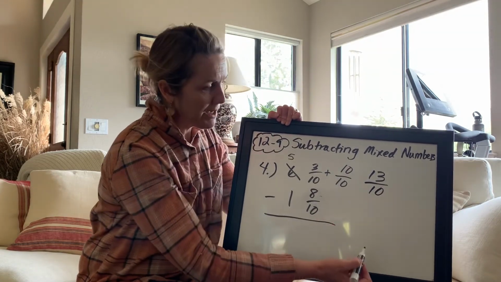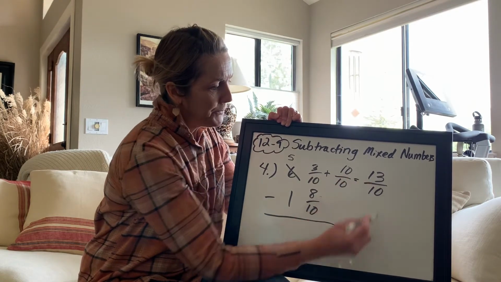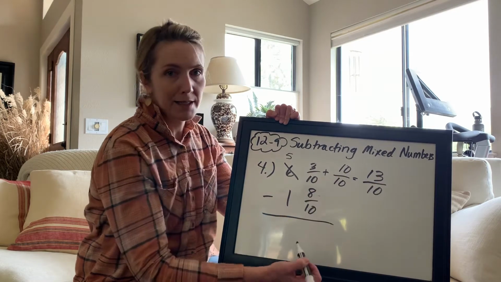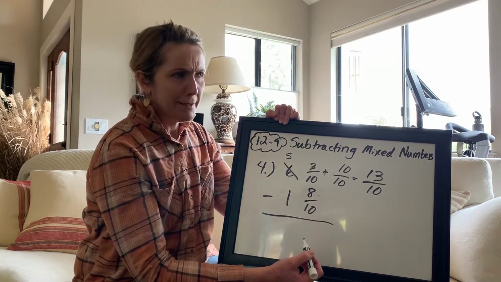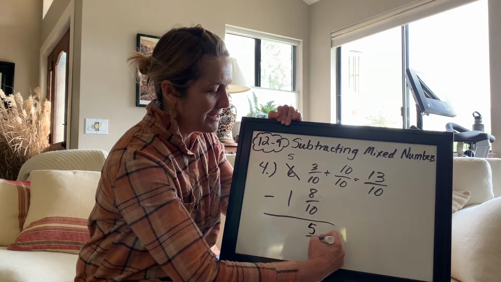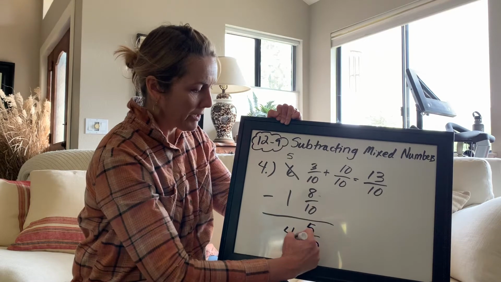And I saw some of you do this just to keep it neater, and I really liked that. So I'm going to go ahead and keep in my head 13 subtract 8. So what is that, Dustin? 5. So we have 5 tenths over here. And then we have 5 subtract 1, which is 4.